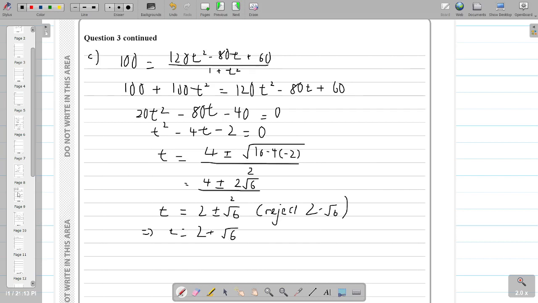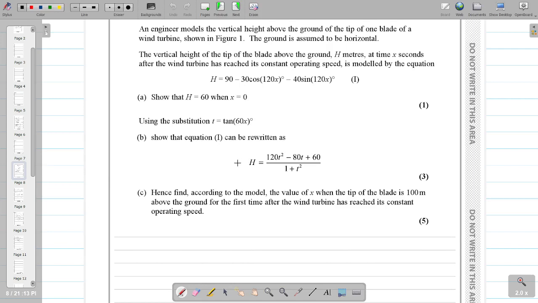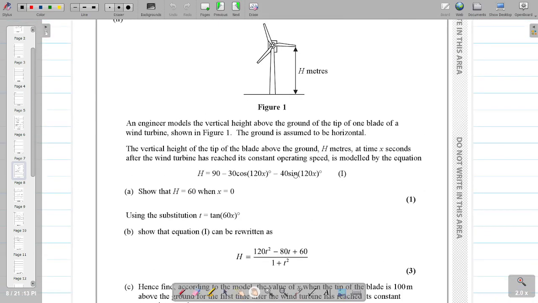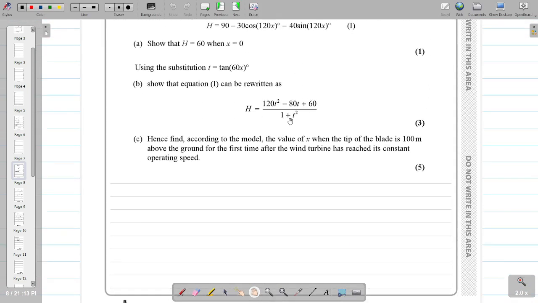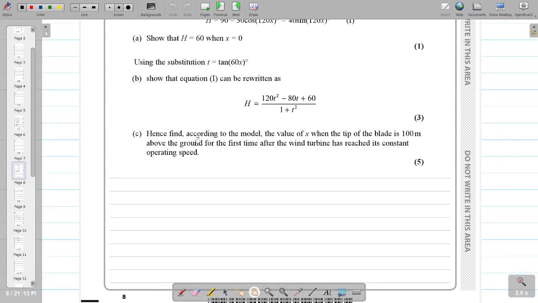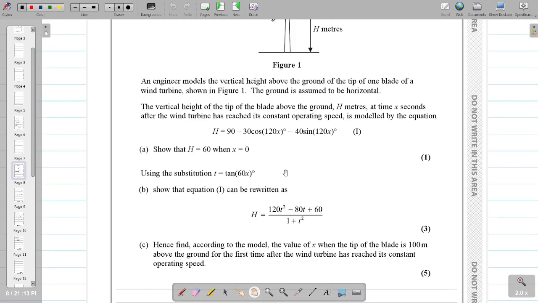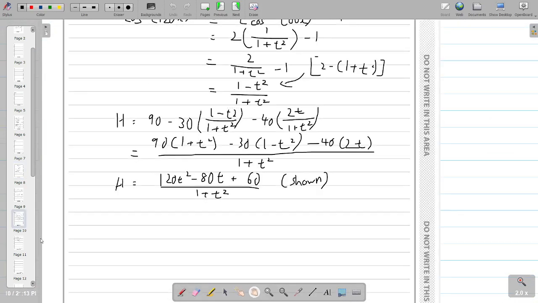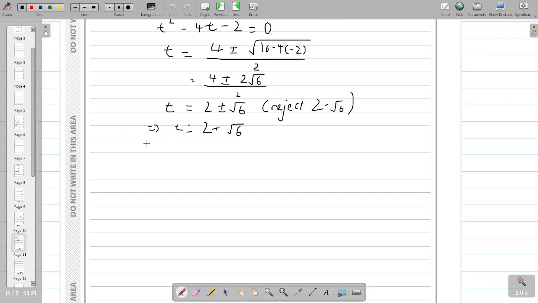But they don't want the value of t, they want the value of x, I think? Yep. 100 meters above the ground for the first time. So, the value of x when the tip of the blade is 100 meters above the ground the first time. So this one is going to be tangent of 60x degrees, because that's what t stands for, is equal to 2 plus square root 6.